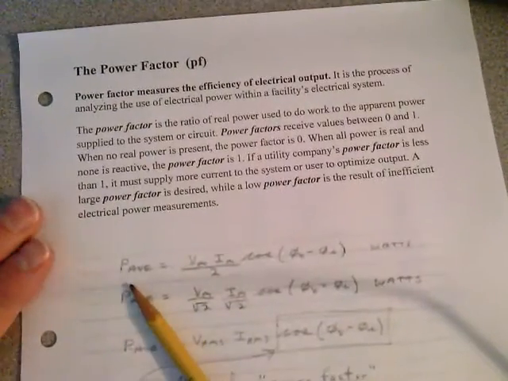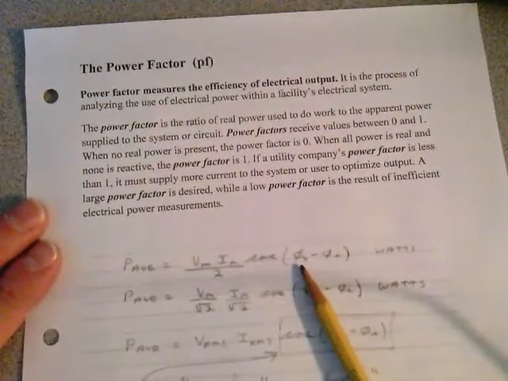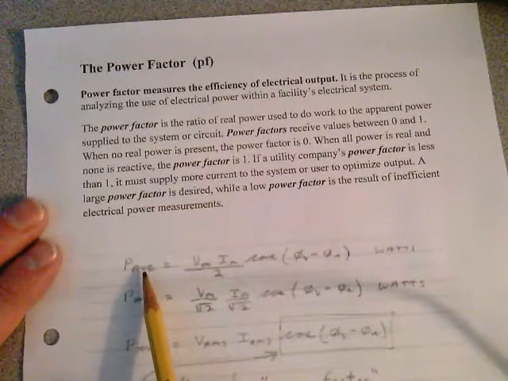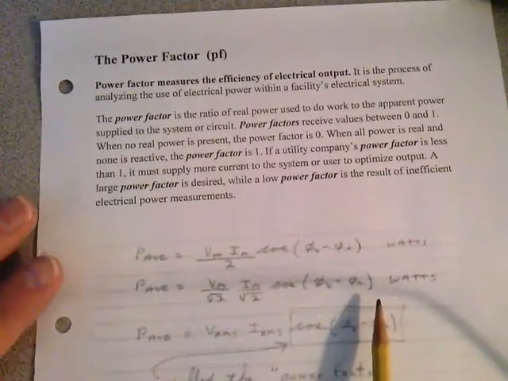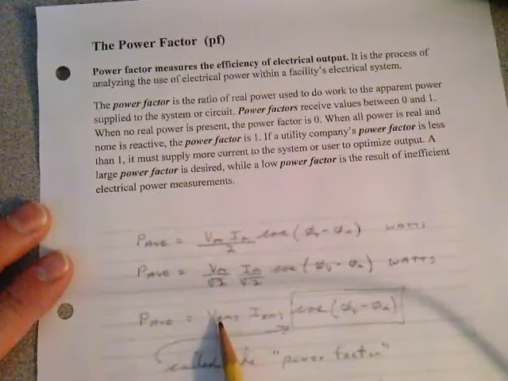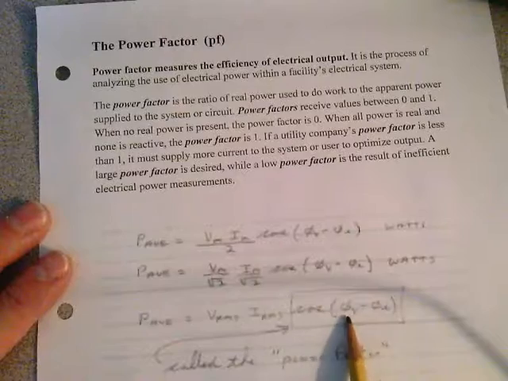We know that the average power is equal to Vmax times Imax divided by 2 times the cosine of the phase angle between the voltage and the current in watts. We talked about that. We also called that the true power. We could also look at it in terms of RMS. And we said that the true power or average power is equal to V RMS times I RMS times the cosine of this angle between the voltage and the current.